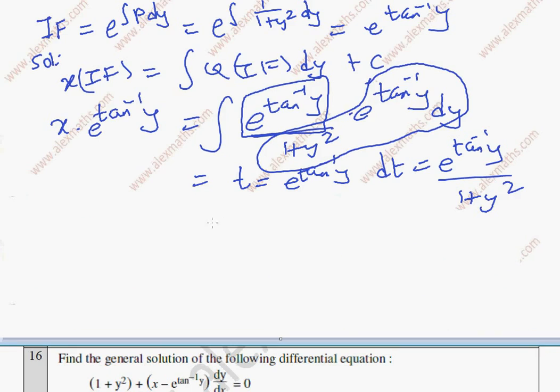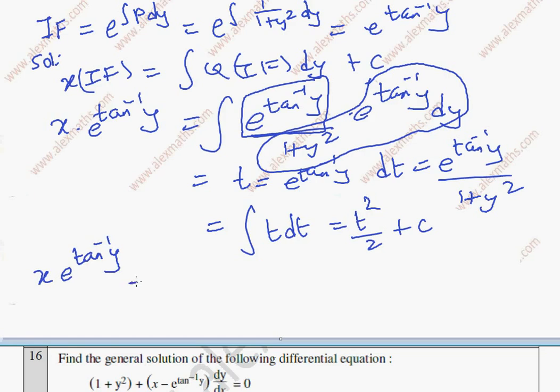So if I substitute here, this is going to be integral t dt. So on integration we get t square by 2 plus c. Then we will replace the t. So from the other side, x into e power tan inverse y equals e power 2 tan inverse y by 2 plus c.